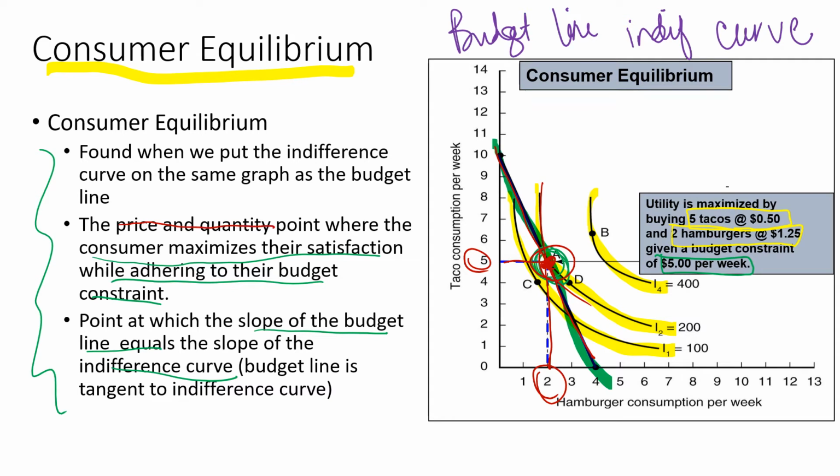This should actually say combination. So the combination point where the consumer maximizes their satisfaction while adhering to the budget constraint. So consumer equilibrium is, under these prices and this budget, where the consumer purchases 5 tacos and 2 hamburgers.